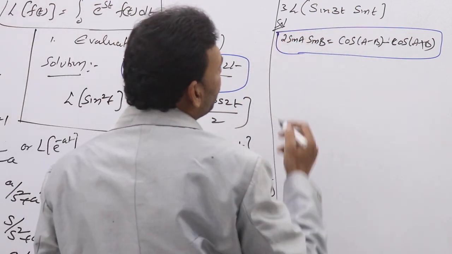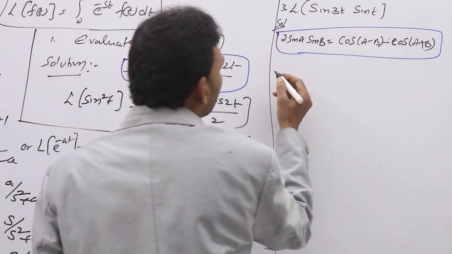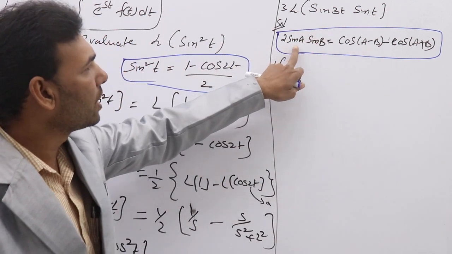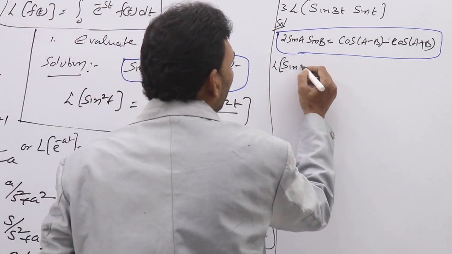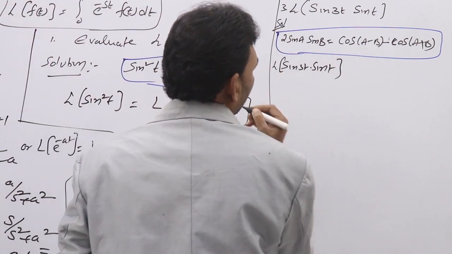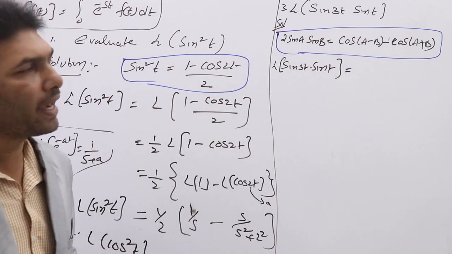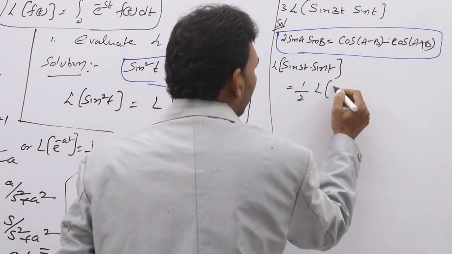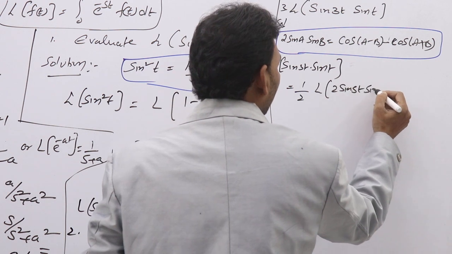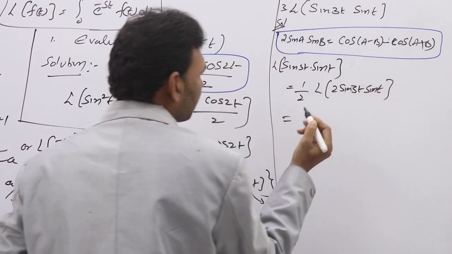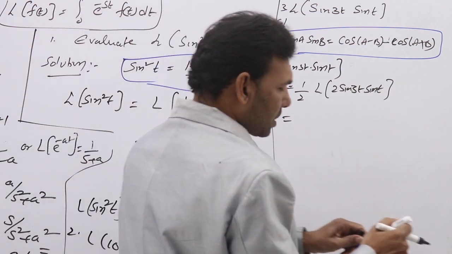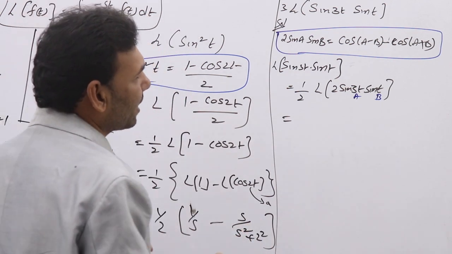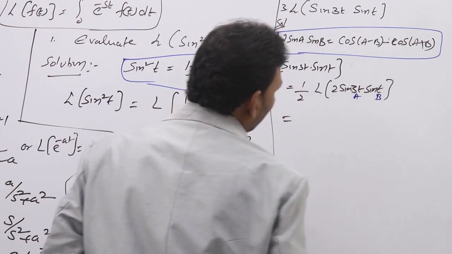So now the two sine terms are in product, and we are going to find the Laplace transform of sin 3t sin t using this formula. To get the 2 sin A sin B form, I am multiplying and dividing by 2: sin 3t sin t equals 1 by 2 into L of 2 sin 3t sin t. So the formula is 2 sin A sin B, where here A is 3t and B is t.